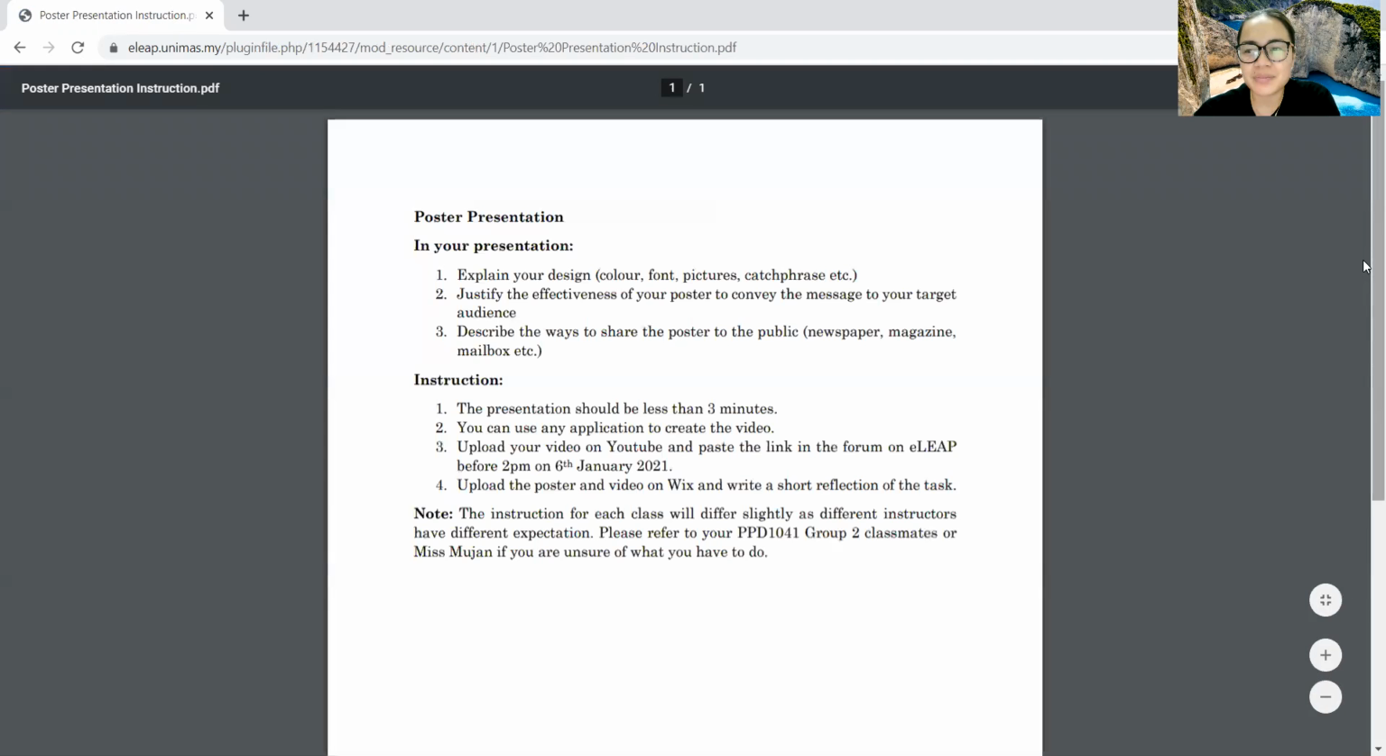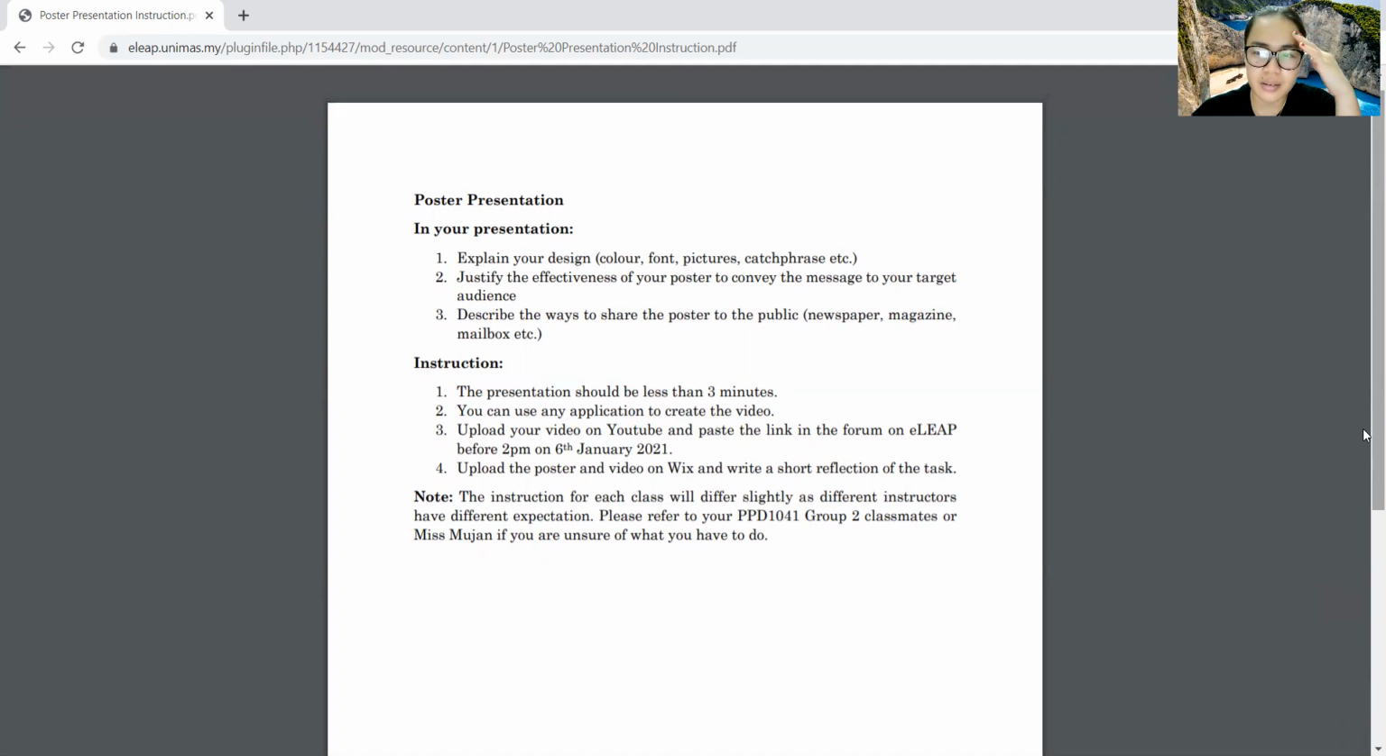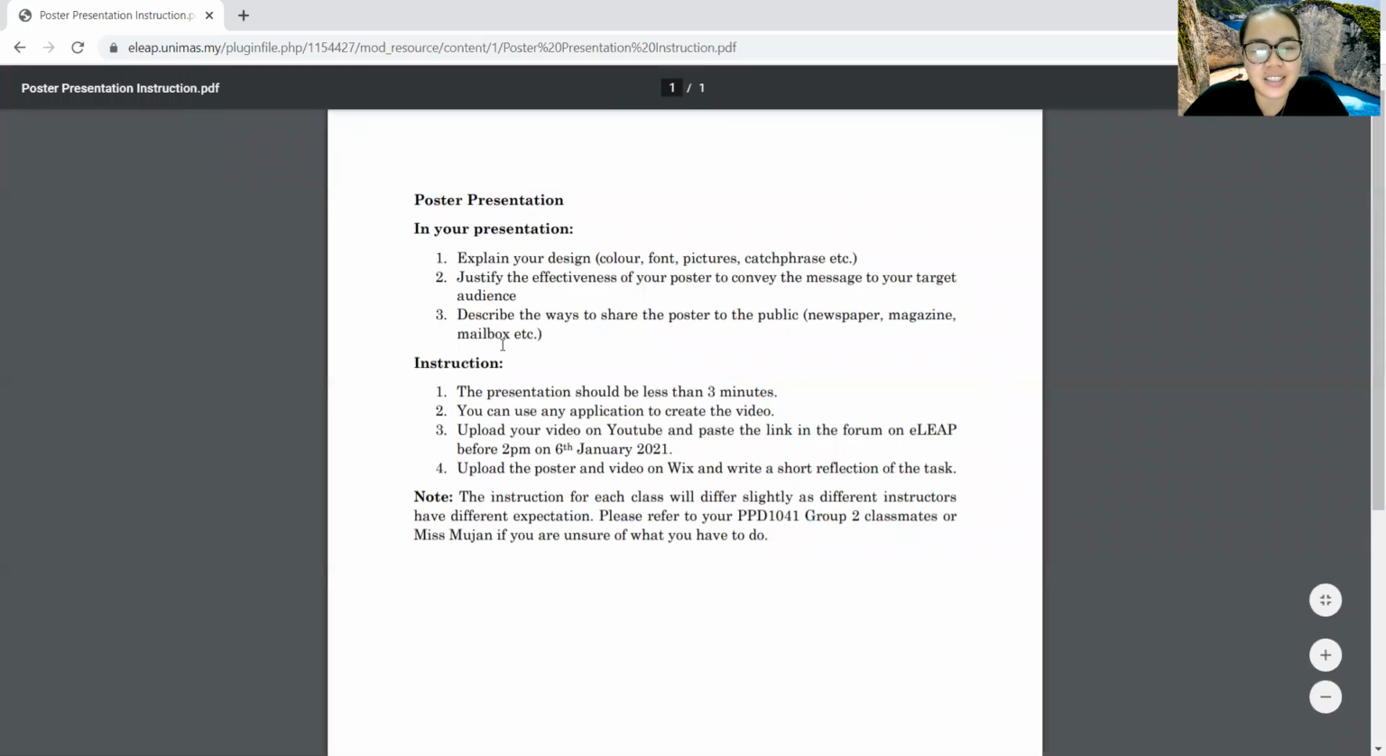Okay, so I know that you are given the instruction on the Telegram, not Telegram, on WhatsApp, right? So actually, each lecturer, each instructor is given the freedom to change a little bit. So these are my changes.